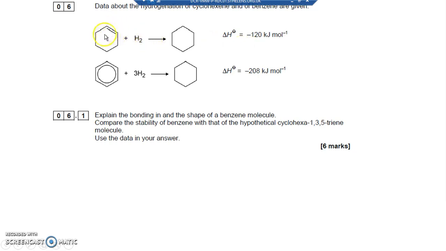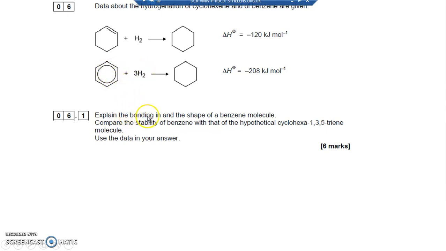So if we had 3 alternate double bonds, like in Kekulé, we expect it to be minus 360. But it's not. It's less than that. So it's not as exothermic. So this means that when we add 3 moles of hydrogen, actually it's not as exothermic. Something that's less exothermic than you think is stable. So benzene is more stable.